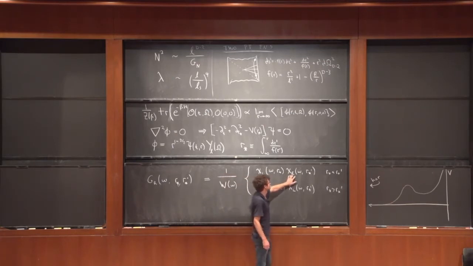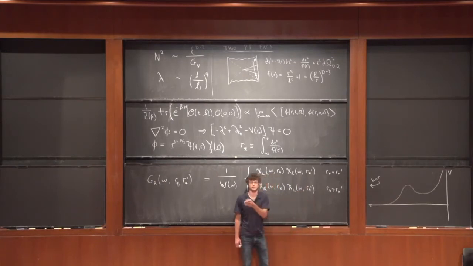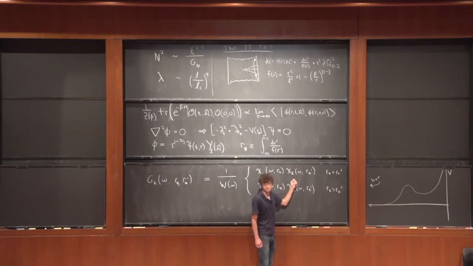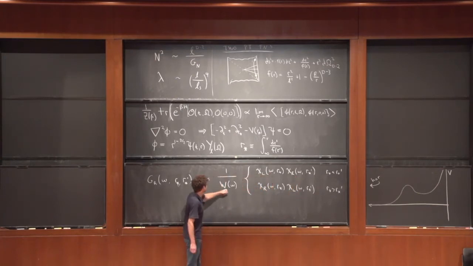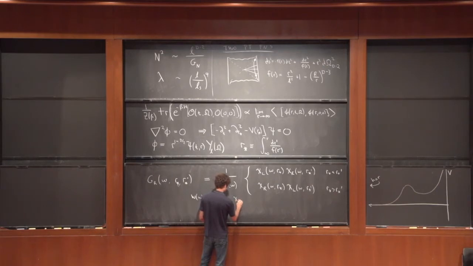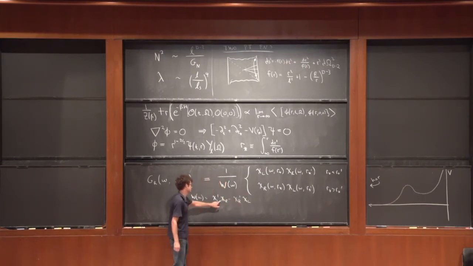Chi right is a solution to the problem where we set the value at the boundary equal to 0, but we make no particular demand about what happens at the horizon. Again, we can solve that equation for any value of omega. W of omega is the Wronskian of these solutions, so W of omega is equal to chi left prime chi right minus chi right prime chi left. This is independent of r star, by the wave equation.